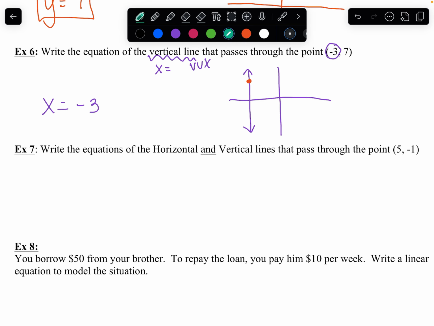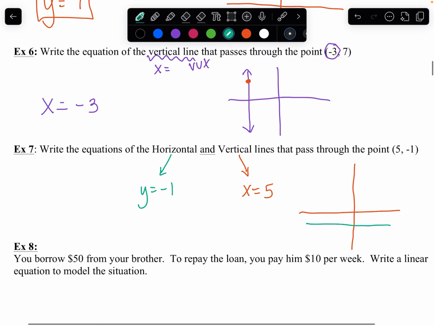So our horizontal is a HOY, horizontal, zero slope, y equals, so that'd be y equals -1. And our vertical is a VUX, vertical, undefined, x equals 5. And so again, if we wanted to visualize that, we would have y equals -1 and x equals 5. And that would be the point right there, (5, -1).